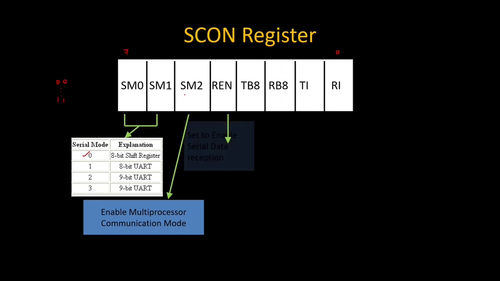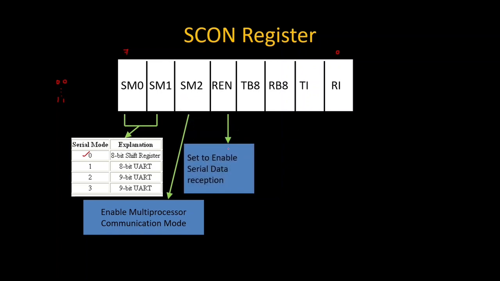And REN is used to enable serial data reception. If I am going to receive the data, I have to make it 1. If I am going to transmit the data, I should not set it to 1. In the question, you have to transmit the data, right? So this value should be 0 here.